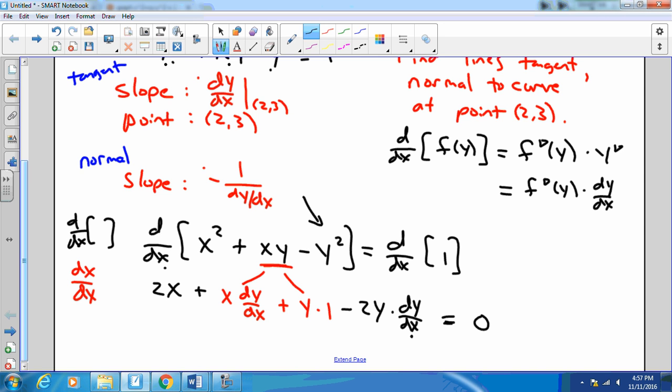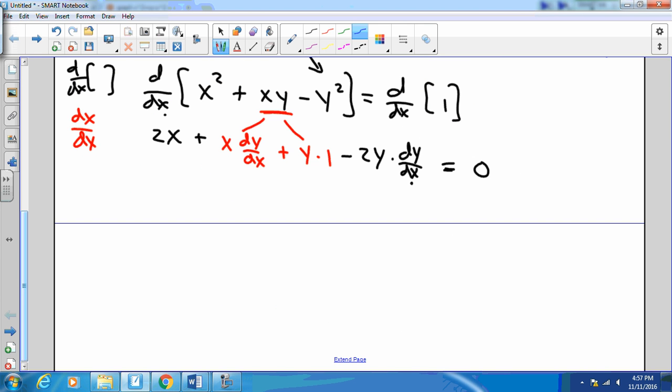Now that I have differentiated, I'm now ready to use the fact that I know the values for x and y at my point of tangency. At my point 2, 3, the x value is 2, the y value is 3, and so I can substitute. x is 2, and y is 3, and all of that is equal to 0.